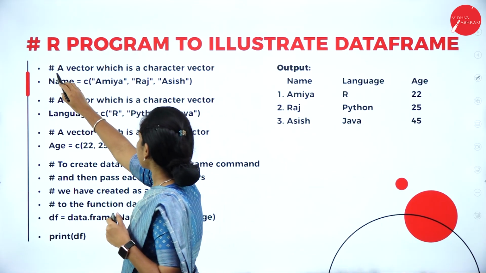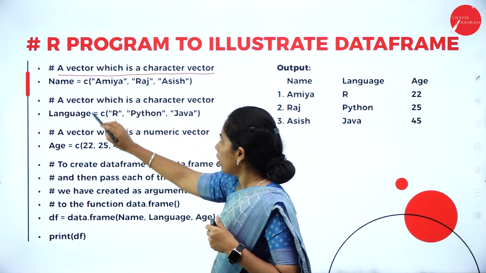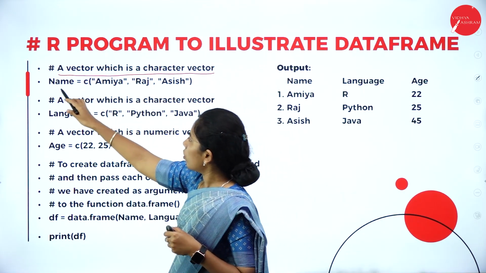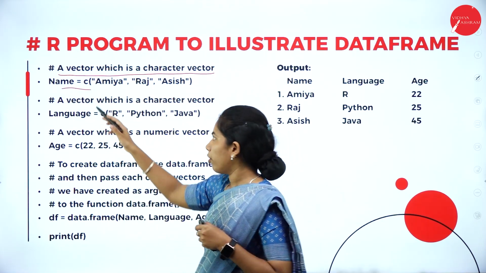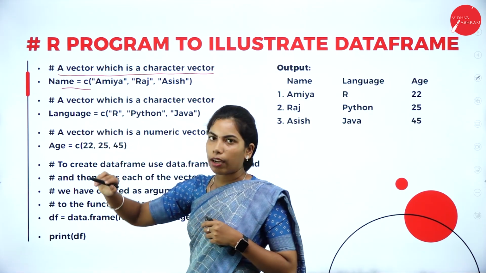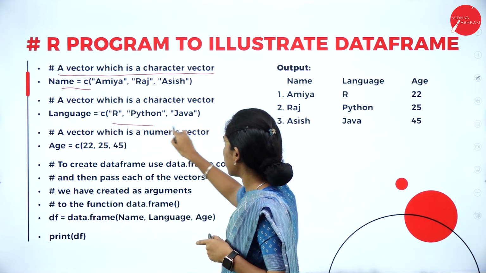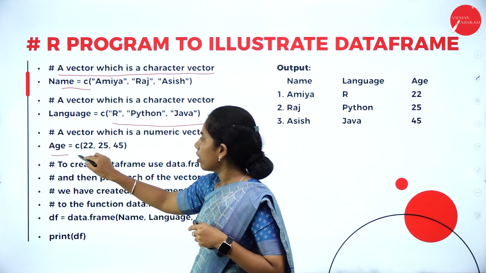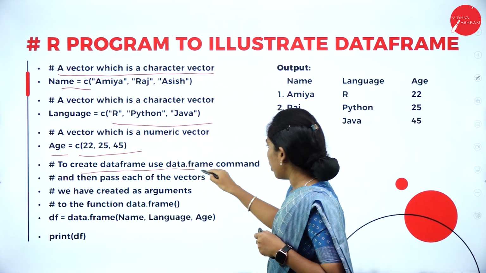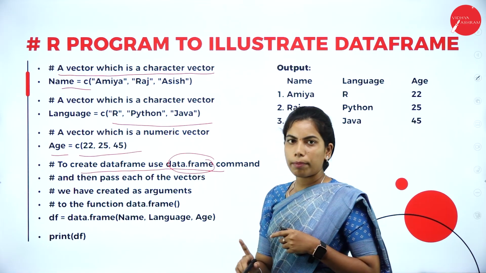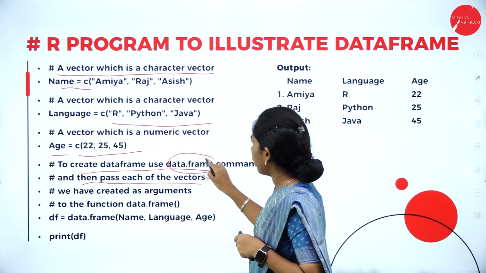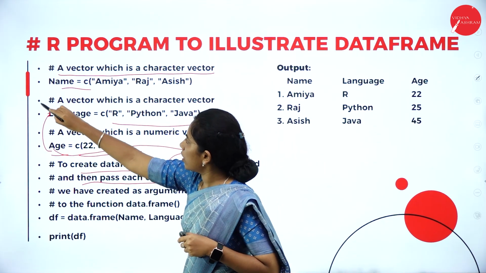Here you can see a vector which has character values. This is a program to illustrate a data frame. I already used a name variable, c of Amiya, Raj and Ashish, another variable language which contains the language names, and the last one, age, which contains the ages. When I create a data frame, I use data.frame as the function, and then pass each of the vectors: age, language and name.